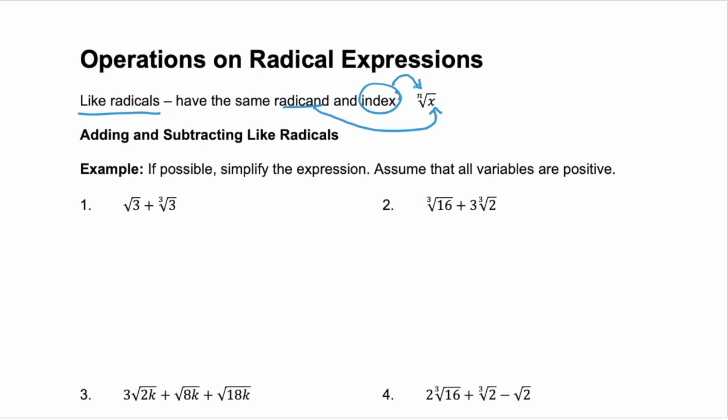The first four examples we have say, if possible, simplify the expression and assume that all variables are positive. In example 1, we have the square root of 3 plus the cube root of 3. Well, these don't have the same index, so we can't add them, right? The first one is a square root, which has an index of 2. And the second one is a cube root with an index of 3. So for this, we're just going to say that it's not possible.